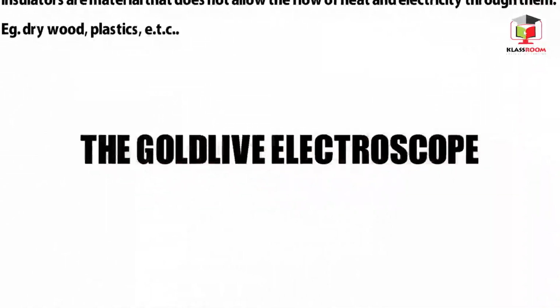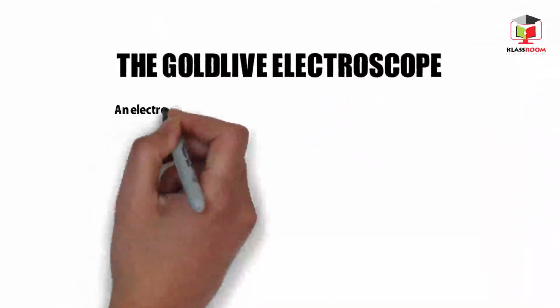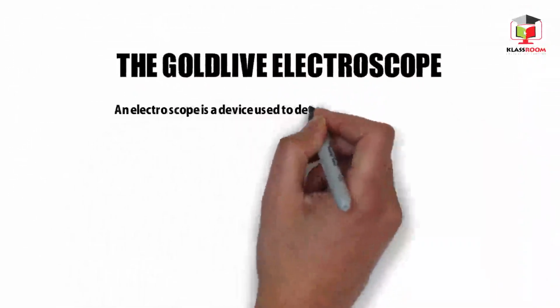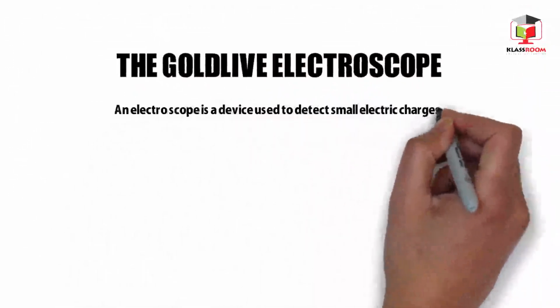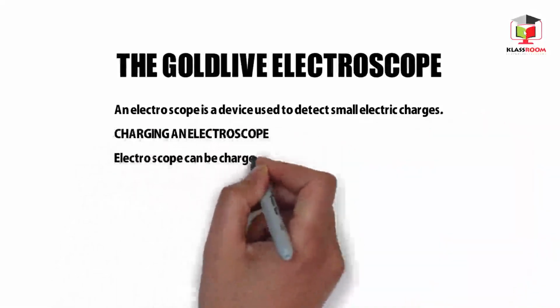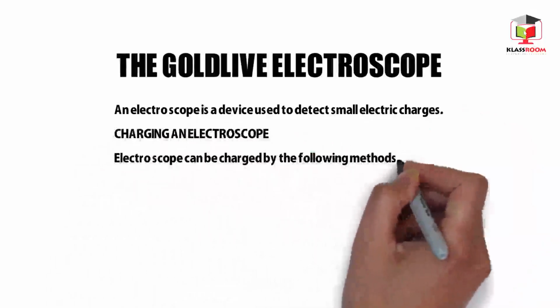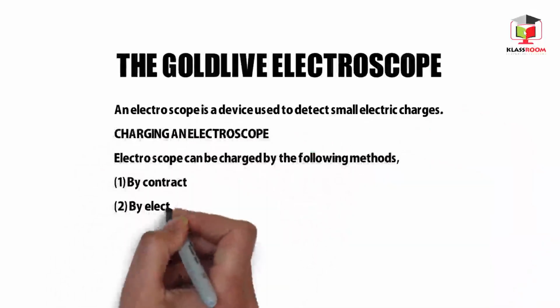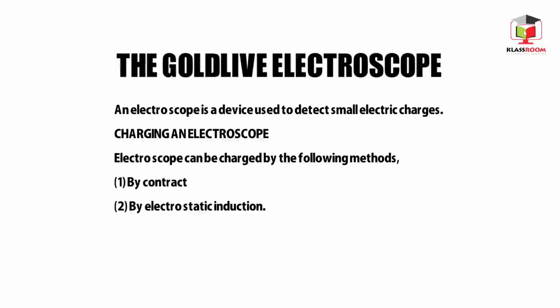The gold leaf electroscope. An electroscope is a device used to detect small electric charges. Charging an electroscope. An electroscope can be charged by the following methods: 1. By contact. 2. By electrostatic induction.